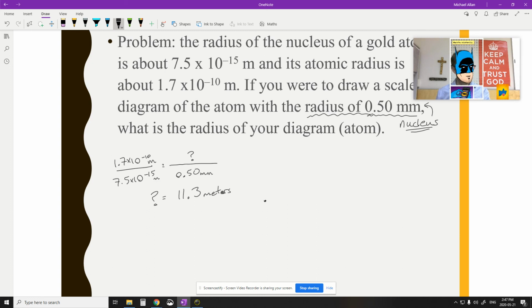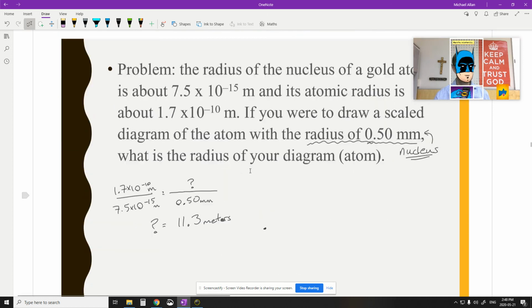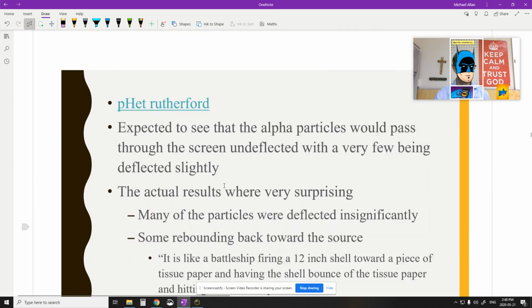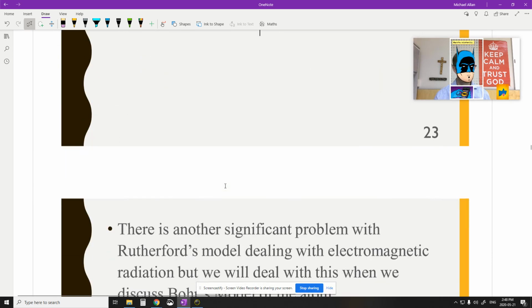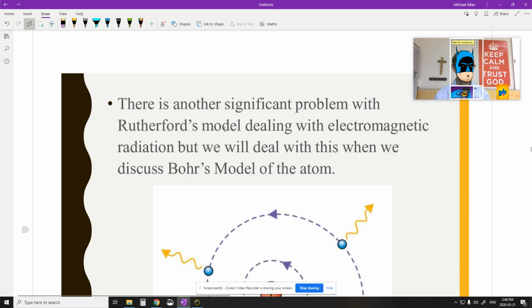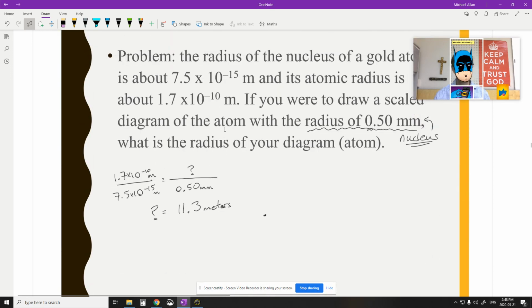So I would have to draw the outside shell of my atom to be 11 meters in radius. So it'll be 22 meters across. It's quite a big difference. So there's a lot of empty space here. And that's what Rutherford discovered. He discovered all this stuff. It's pretty cool, back in 1911. Yeah, pretty fun, pretty significant. But there's a problem, and we'll deal with that problem in the next video.